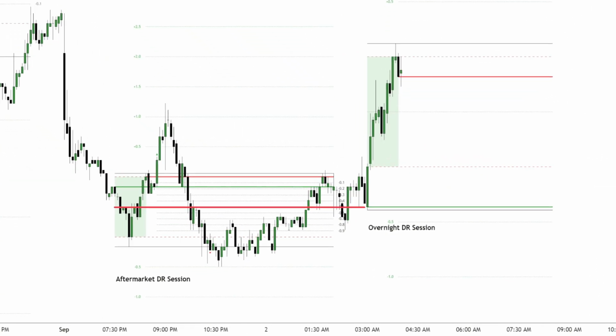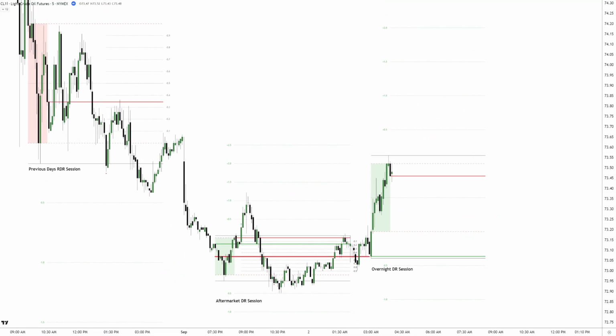In this example, the overnight DR opened right at the middle of the aftermarket defining range and pushed higher, leaving the aftermarket lows intact. This hints at a possible DR upside model forming. Already, we're starting to build the case for a potential long setup.